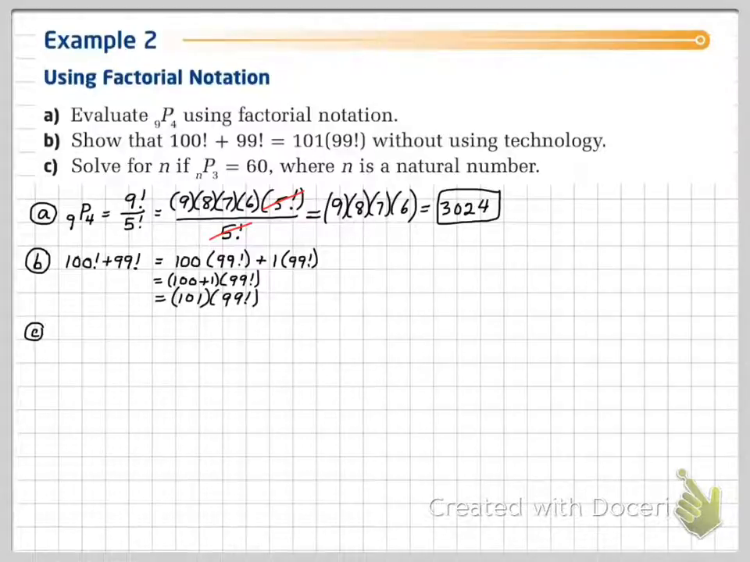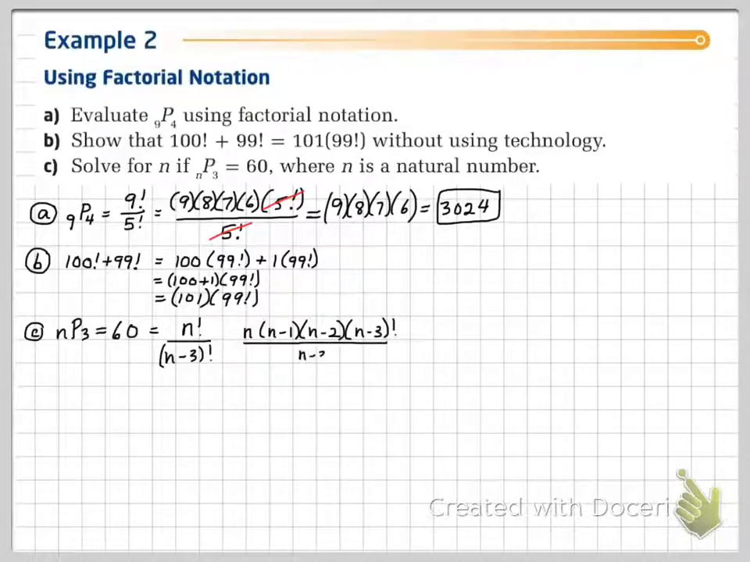Easy enough. Part C. Solve for n if nP3 is equal to 60. Well, nP3 is equal to 60 means we've got n factorial over n minus 3 factorial, which is n times n minus 1 times n minus 2 times n minus 3 factorial over n minus 3 factorial. Cancel out the n minus 3 factorials, and you're going to get n times n minus 1 times n minus 2 is going to equal 60.